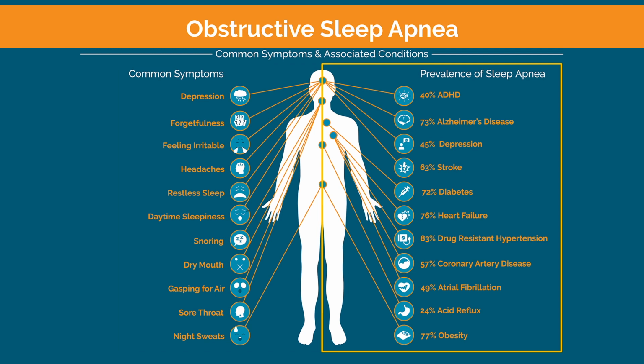On the right side of this chart, you can see the most common comorbidities related to obstructive sleep apnea: ADHD, stroke, diabetes, heart failure, irregular heartbeat, high blood pressure, acid reflux, obesity. Please take note if you are presently suffering from any of these life-threatening health conditions or have a family history.